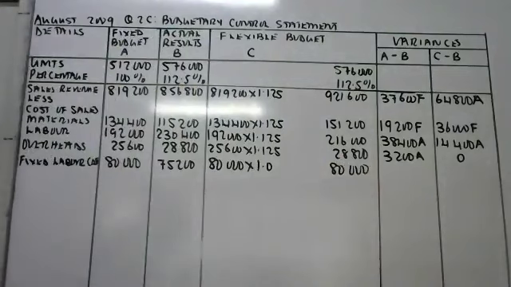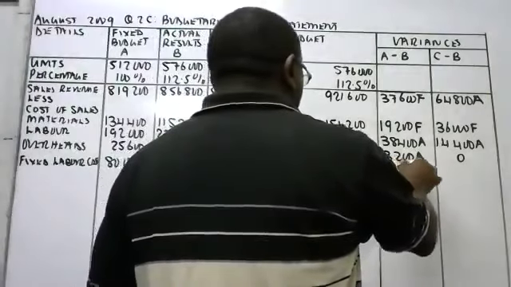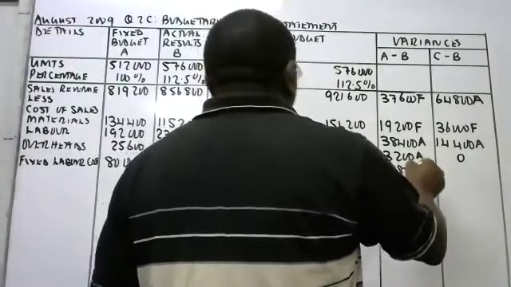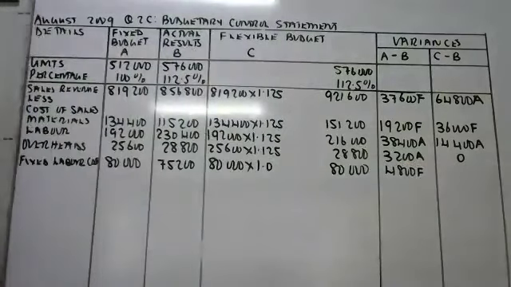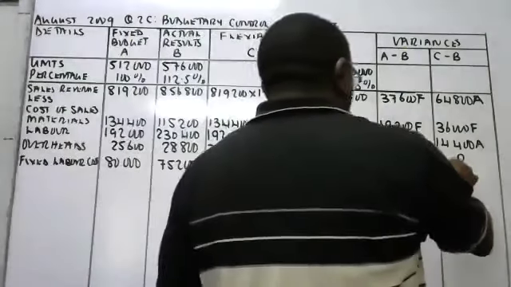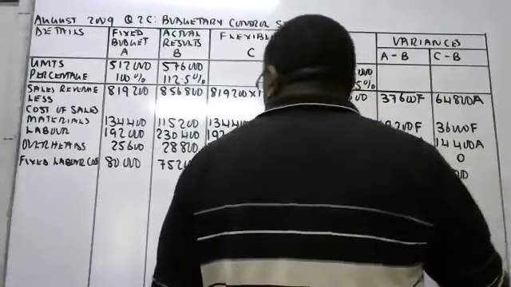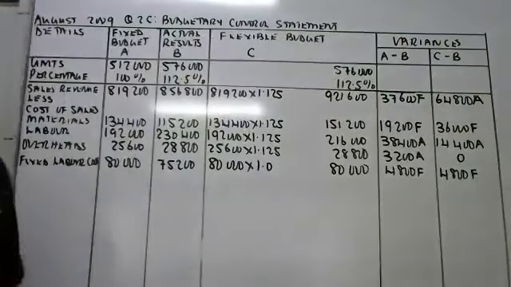So the difference we say 4,800. Is it favorable or adverse? It's favorable because we spent less. And even this other side is also 4,800 and also favorable because we spent less.